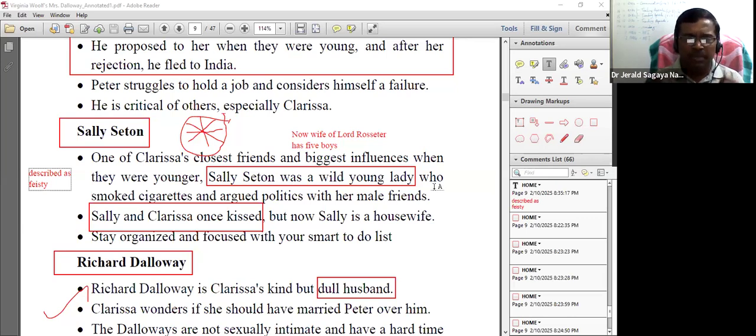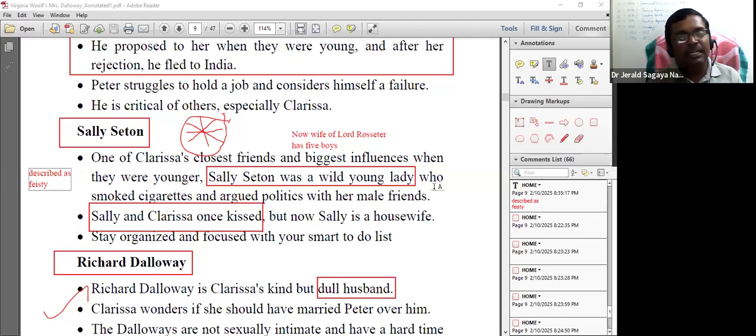Okay, she used to be very argumentative, very carefree in nature, and since she was all the time very energetic, she was described as feisty. Feisty, because of the energy that she had. Okay, she was described like that. She was enjoying life, moving around, busy as a bee. She also had the habit of smoking, and then she had many male friends, and she was arguing with them. And she was also very closely attached with Clarissa.